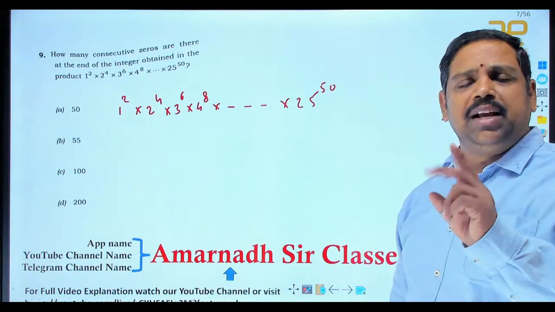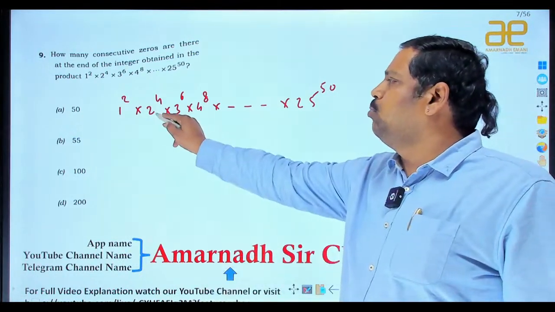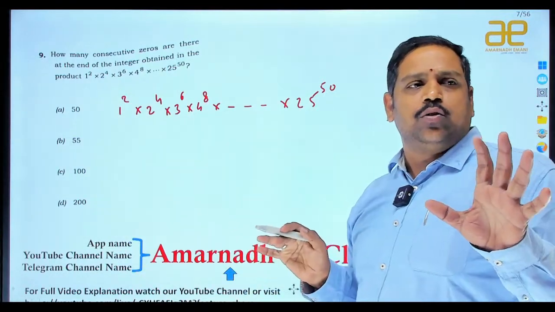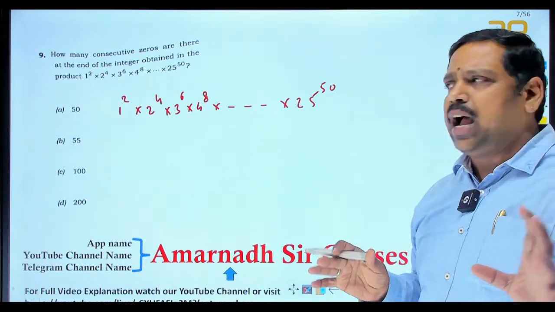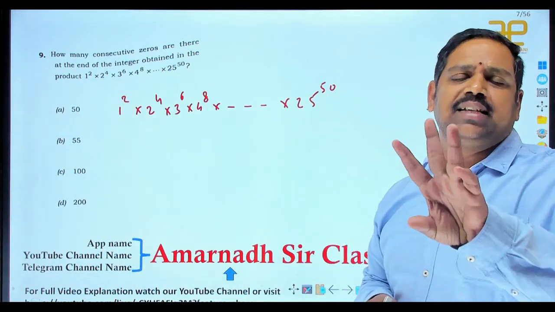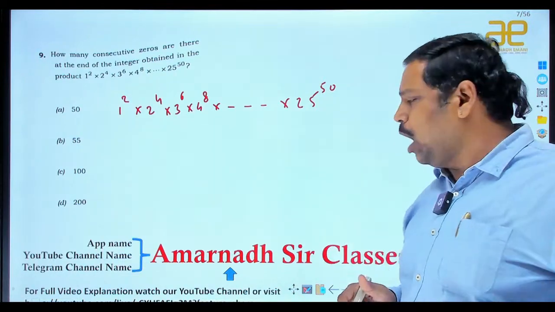Base 1 means power 2, double. Base 2 means power 4, double. Base 3 means power 6, double. Superb. So, I don't think about all this. I'll think that for the number of zeros at the end, only 2s and 5s are responsible. 2s and 5s. How many 2s do we have?